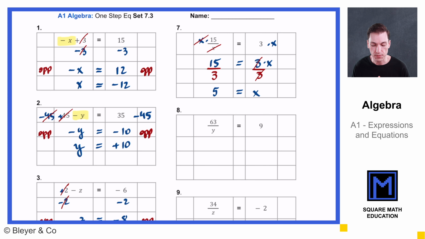x is 5. I hope you understood this idea because we're going to carry on exactly the same. If I divide by a variable, even if we don't know it, we can multiply both sides by the same variable. And that's what we're going to be doing. Next equation, 63 divided by y equals 9. Divided by something we don't know. Let's multiply by something that we don't know. If you multiply and divide by y, they cancel out. We're going to have here 63 equals 9 times y.